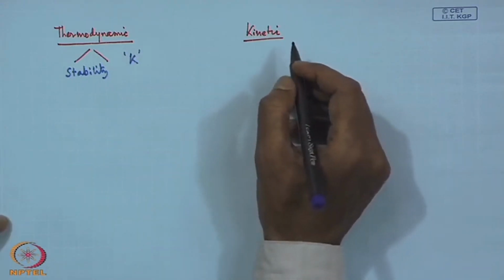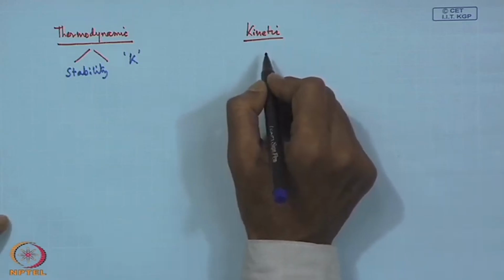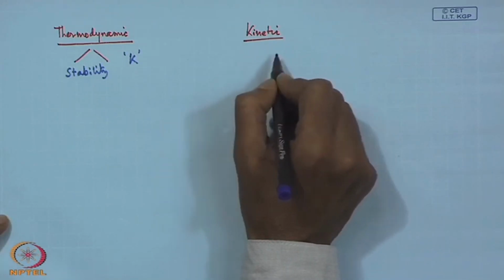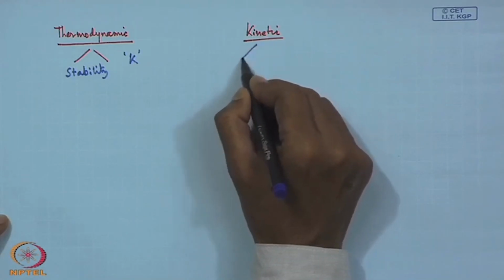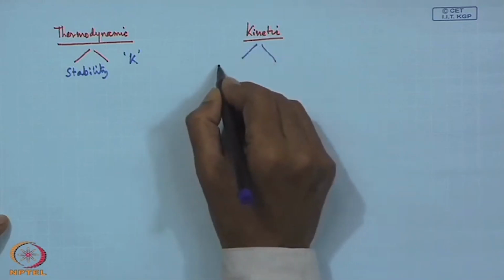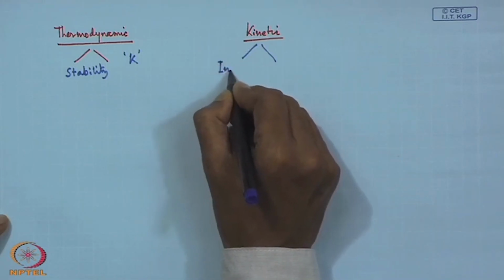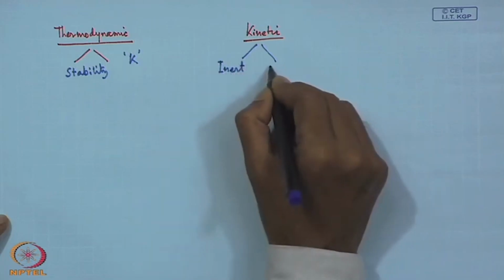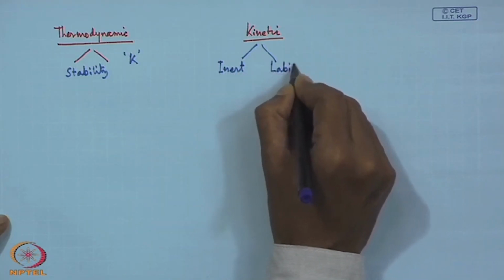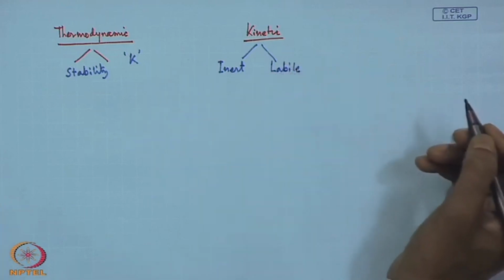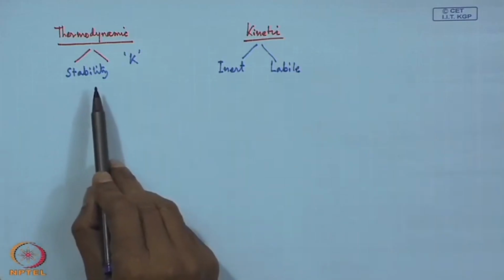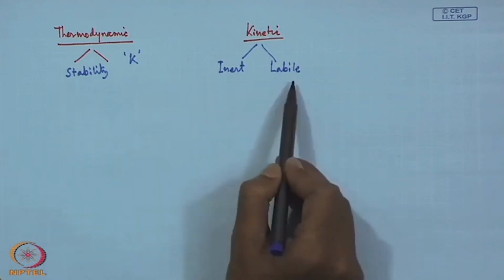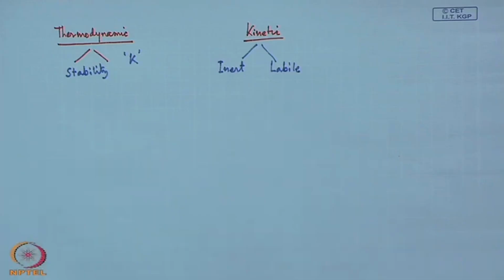Similarly, for the substitution reactions, depending on how quickly the species is reacting with some other ligand, we can have two types of these complexes. One can be inert complex and another can be labile complex. So, we have these two terms for the thermodynamic stability and instability, and for the kinetic term we have the inert form and the labile form of these complexes.